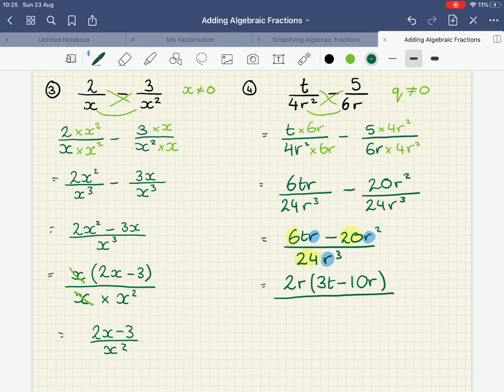And so I want a 2r to cancel out. And 2 times 12 will give me that 24. And then what I've got left is that r squared to give me that r cubed. Cancel out the 2 r's. And that's now going to be 3t minus 10r all over 12r squared. And I've got no more matching bits for me to potentially cancel out. So that's that question done.